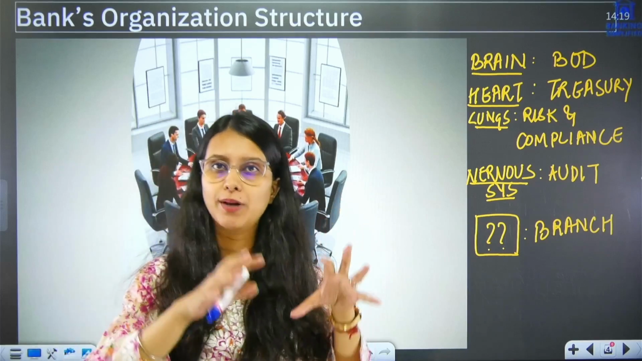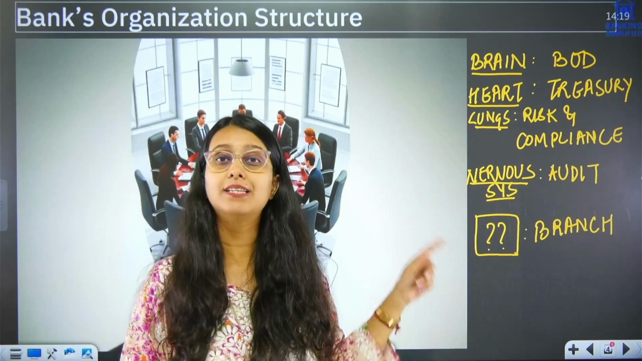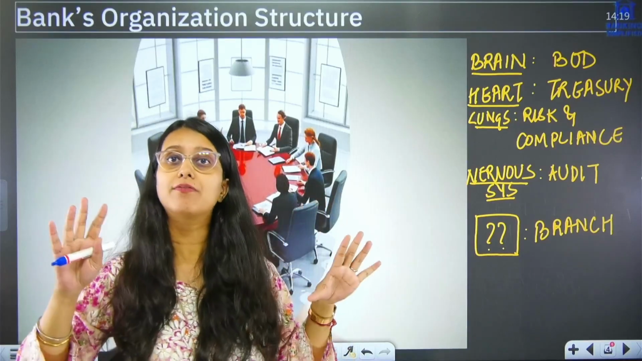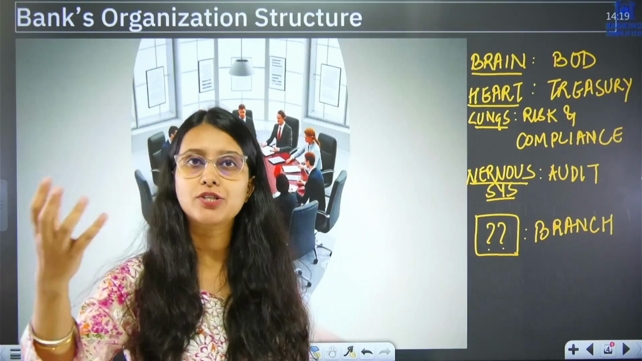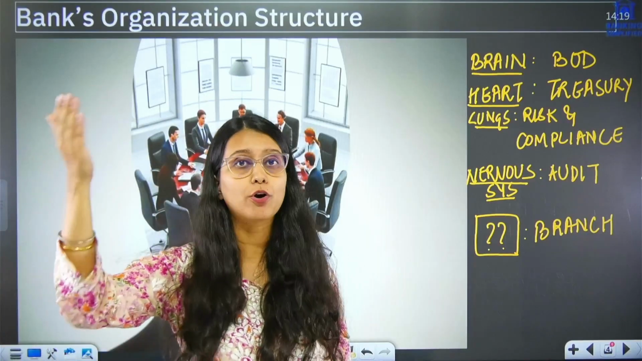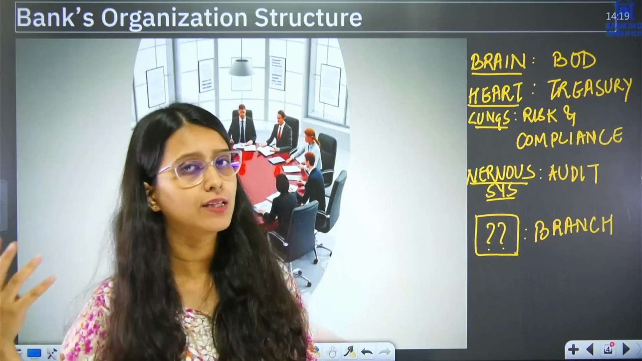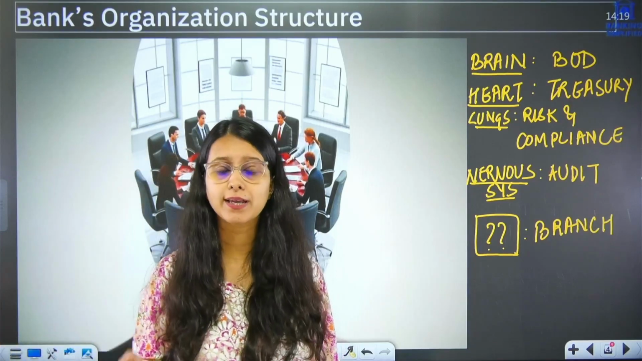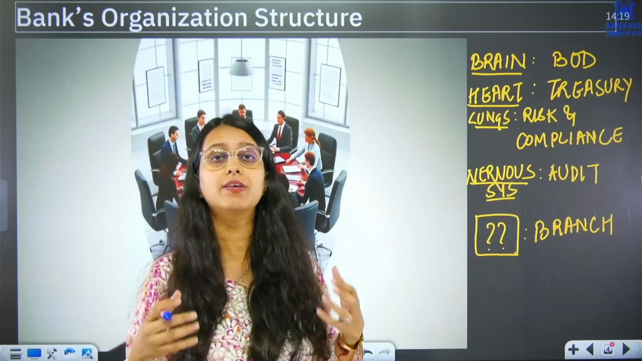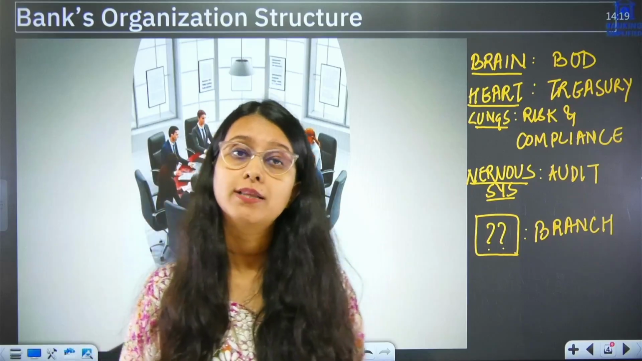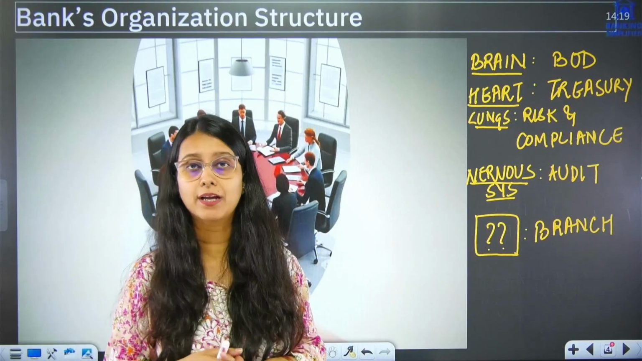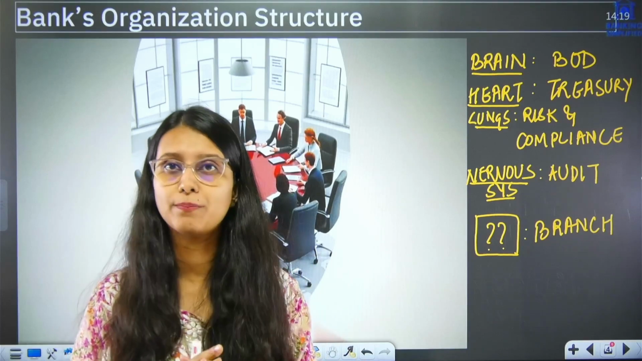The heart is pumping blood to the entire body. Similarly, the treasury of a bank is pumping money to each and every part of the bank. So what is the treasury doing? It is borrowing money whenever required. It is borrowing money from RBI, and in the interbank markets, from the money markets. Whenever there's a shortage, they are making sure that the money is being borrowed. If there's excess money, they are making sure that you're investing in the right places so that you get the required returns for the bank. So treasury is the heart of a bank.